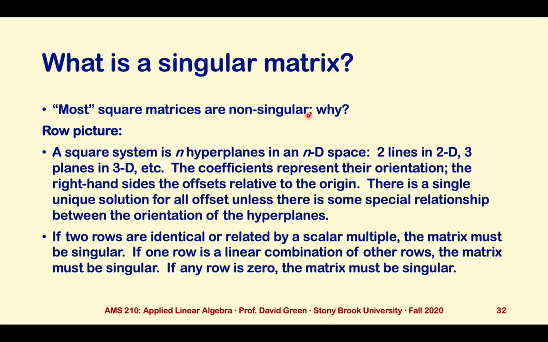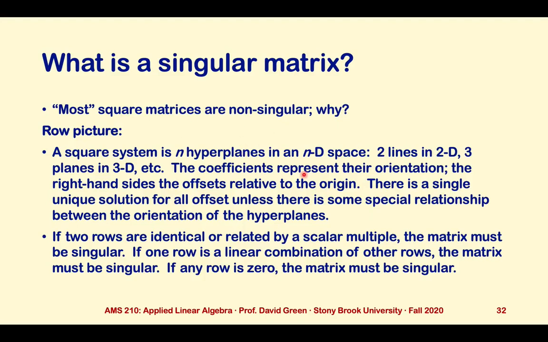What we really mean by that is if you randomly generate matrices with any real numbers, the vast majority of them will be non-singular matrices. Why is this? We can think of this from two different perspectives. From the row picture, a square system is n different hyperplanes in an n-dimensional space, 2 lines in 2-dimensional space, 3 planes in 3-dimensional space.